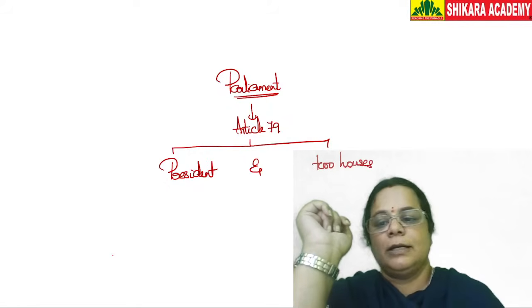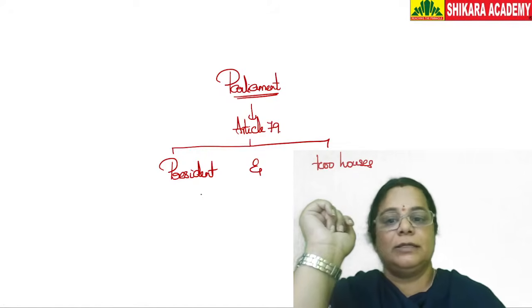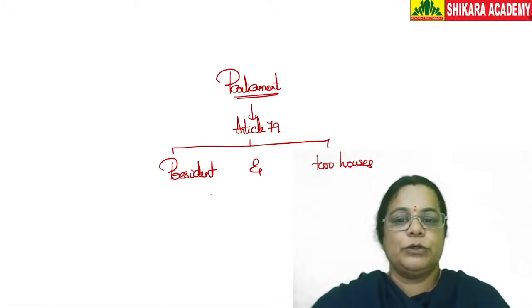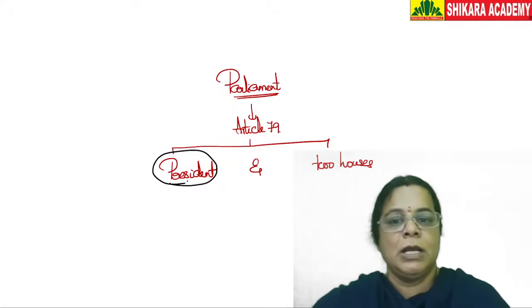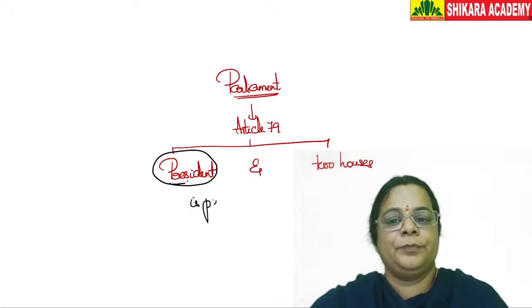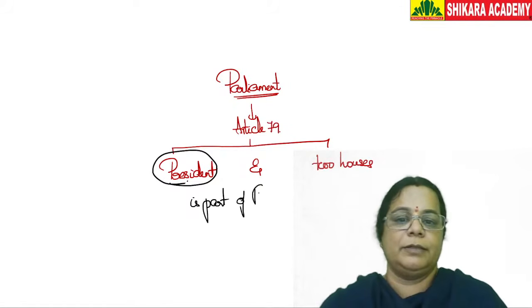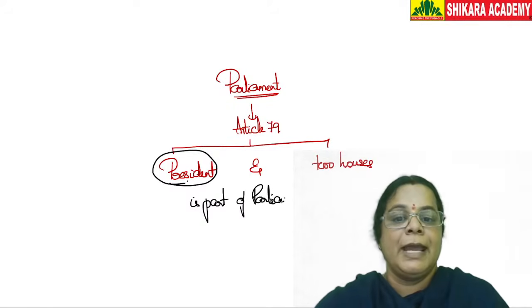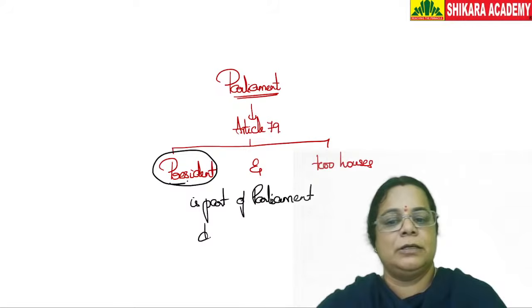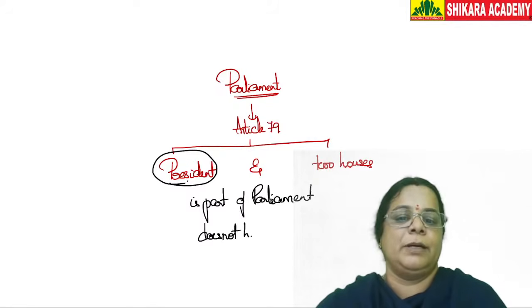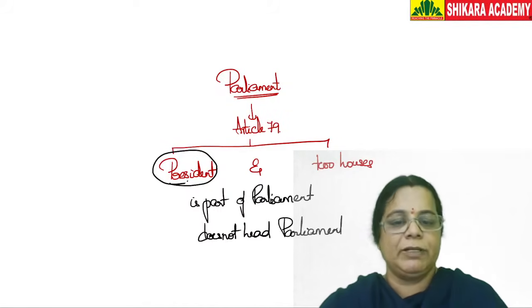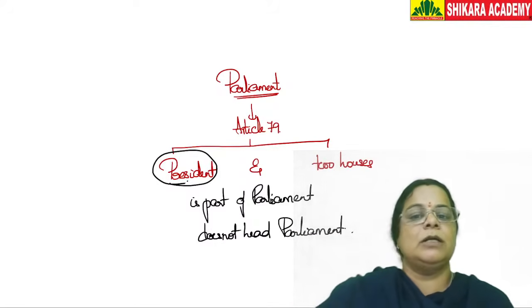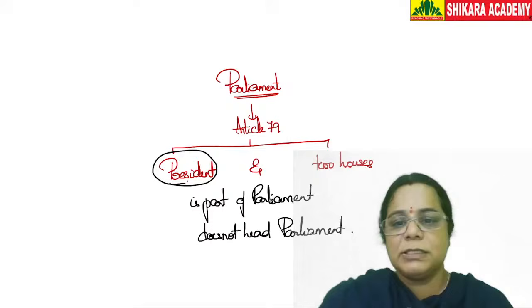We all know that the President of India is the head of the executive, not the head of the legislature. So basically, you should remember that the President is part of Parliament, but he does not head the legislature, does not head the Parliament. He is part of it. Why is he part of it? Because as the head of the state, he will have certain responsibilities with regard to the functions of the Parliament. That is the reason he's a part of it.